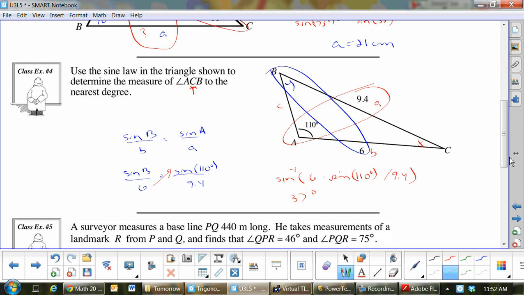Okay, so then to find angle C, it's 180 minus angle A, which is 110, minus 37, and I get the angle 33 degrees.